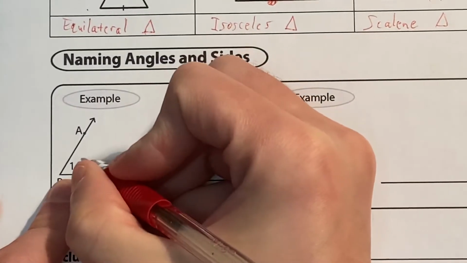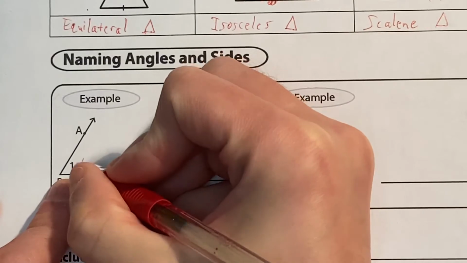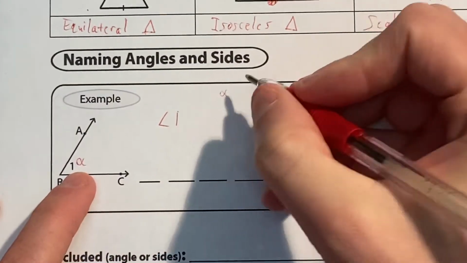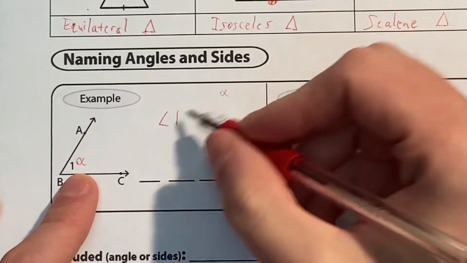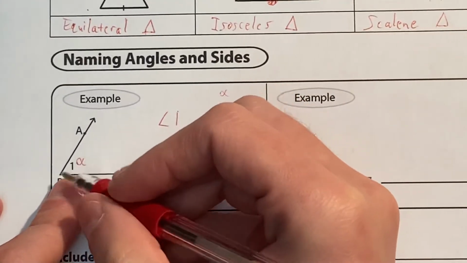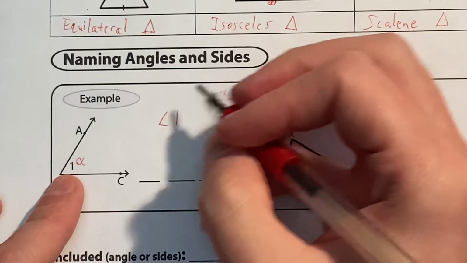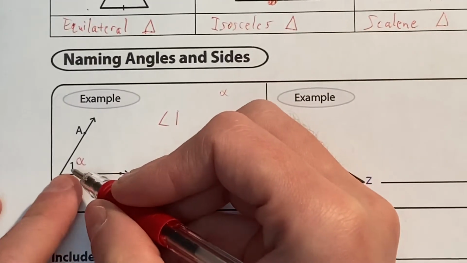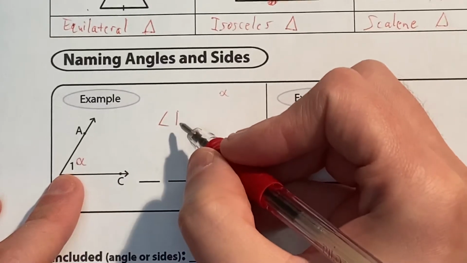But if you have something like an alpha or a beta there, sometimes they'll just say angle alpha, or they would just write alpha. But that's not what we're doing in geometry. I just wanted to mention it for your future. You might see that, in which case you don't even need the angle symbol. But if it's a number, we're going to put angle 1.